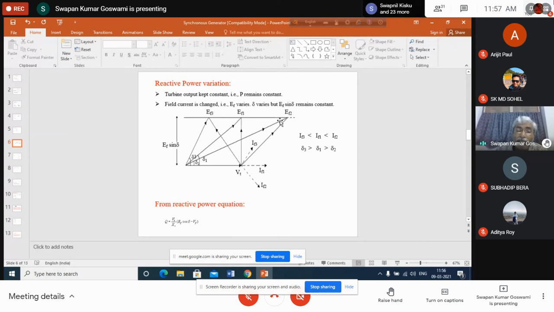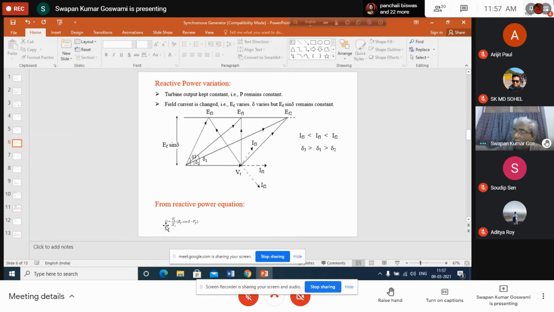If delta value decreases, you see that EF increases because EF2 is greater than EF1. EF increases, at the same time delta decreases. Delta decreases means cosine delta value increases. That means EF cosine delta becomes greater than Vt. As a result, Q increases.